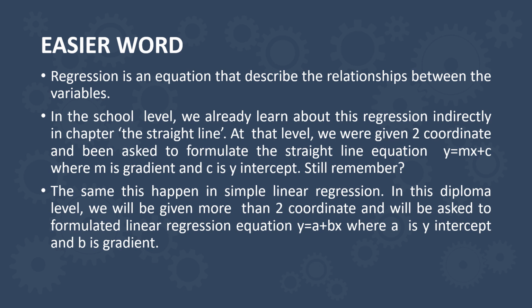Let's take a moment to revisit the concept of regression and see how it builds on what you might have learned in school. So you might remember we studied this in a basic form when we learned about the straight line in school. And in that context, we deal with the straight line equation y equals mx plus c, where m is representing the gradient or slope and c is the y-intercept. Do you still remember? So we have the same thing here, but instead of using y equals mx plus c, we have y equals a plus bx. So a is the y-intercept, b represents the slope, y is your dependent variable, and x is your independent variable.